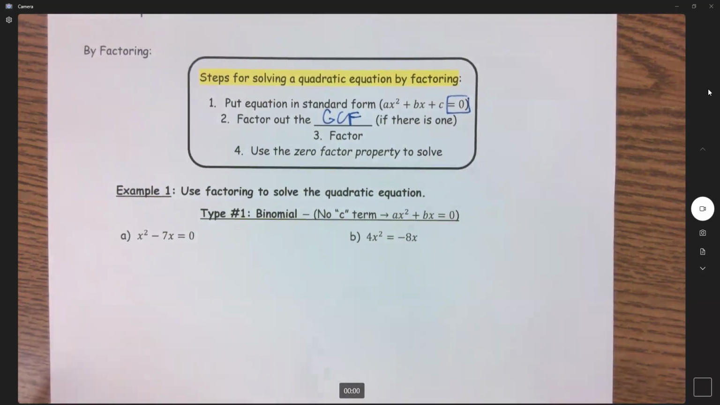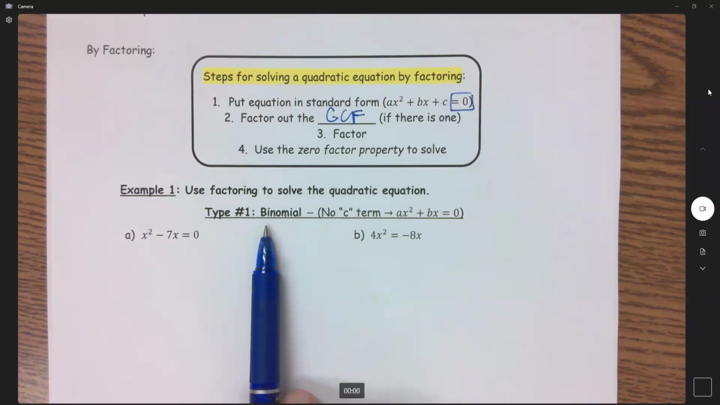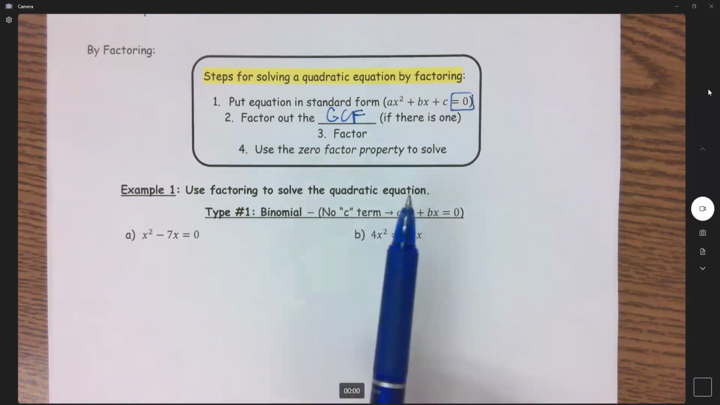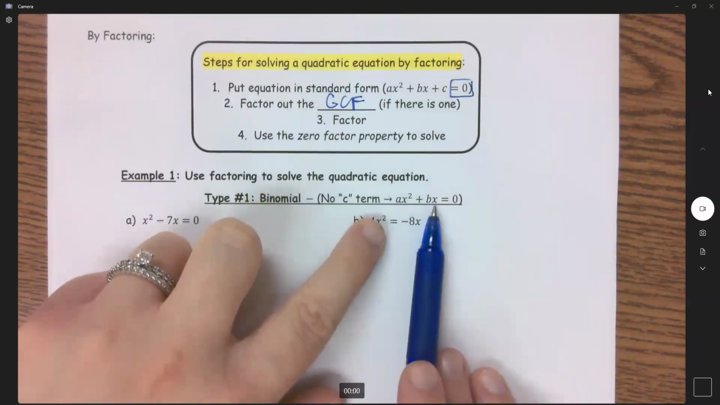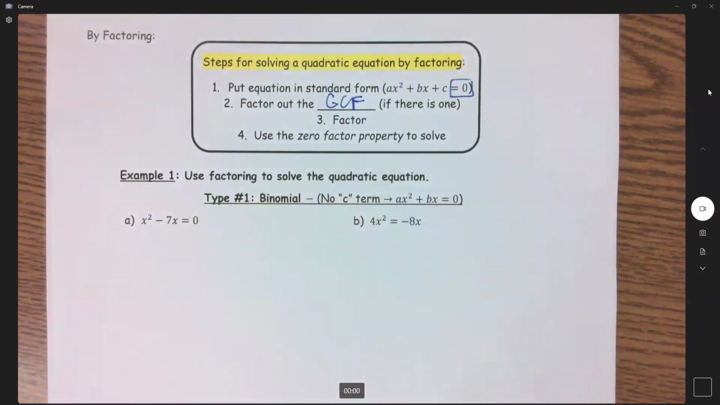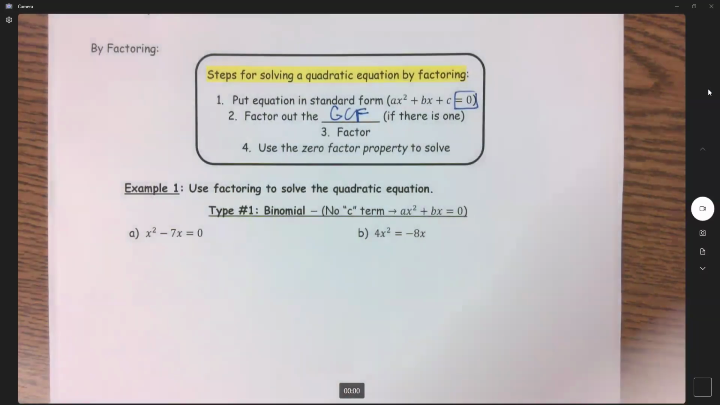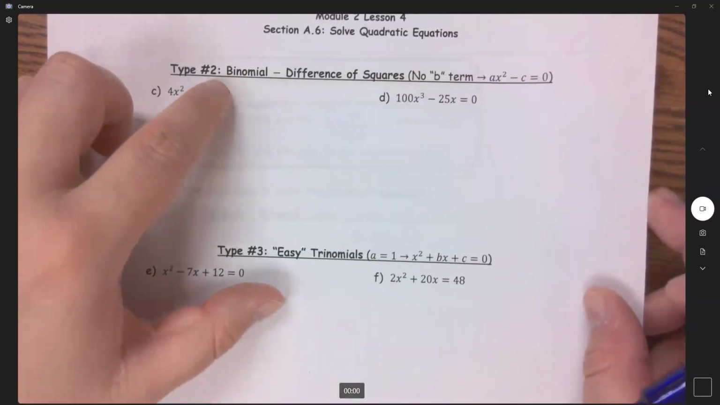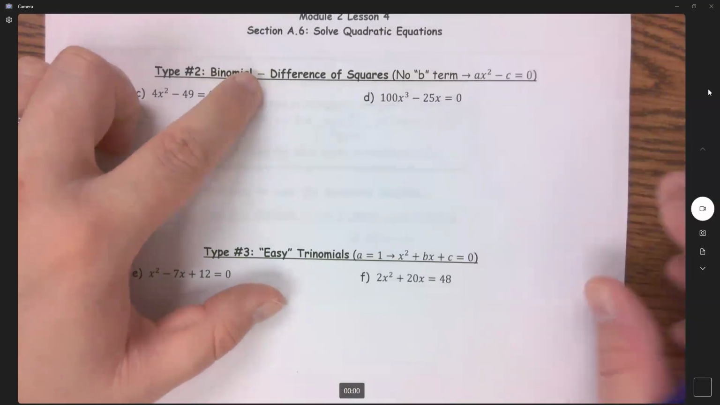Now, example 1 says use factoring to solve the quadratic equations, and I have 8 examples here. I have broken this down into what I call the 4 different types of quadratic equations to factor. Type 1 is a binomial where I have no c term. So you can see from this right here, we just have the ax squared plus bx, but no c here. So no constant.